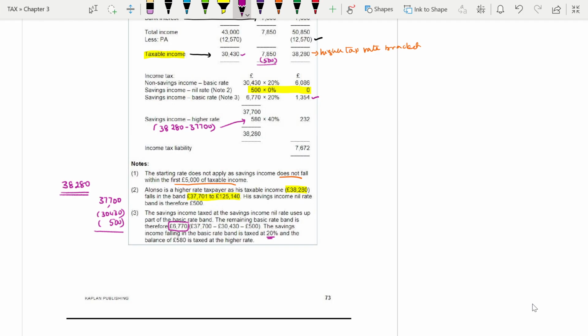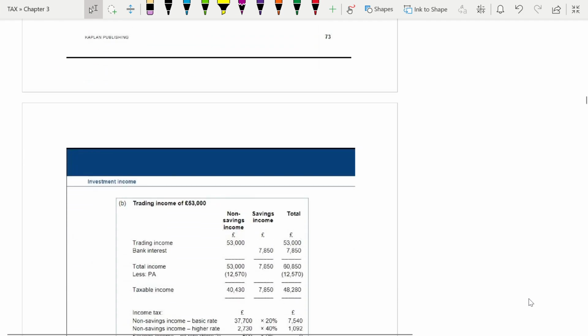Now you will have more clarity here. On the non-savings income, we are charging at 20%. On the savings income, because he is in the higher tax bracket, we are getting only 500 as exemption. And the savings income, how much are you taking? You are taking the savings income to the extent of 6,770. And subsequently, whatever balance remained will be taxed at the higher rate. What is the income tax liability? It is going to be 7,762.